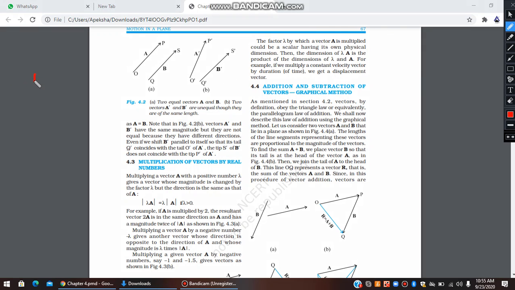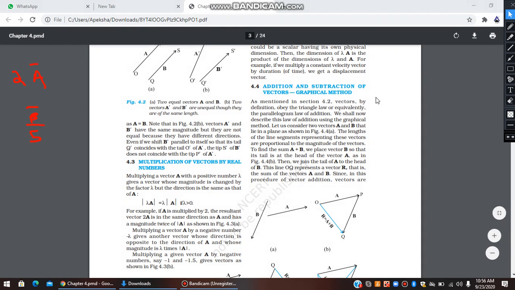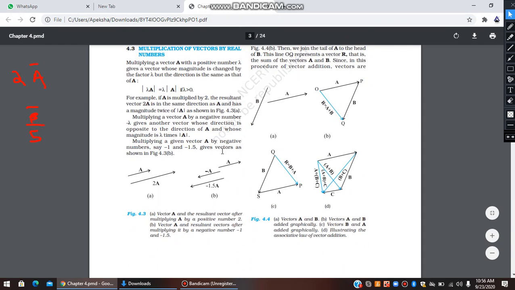Basically, if there is a vector a bar and I multiply it by 2, the magnitude gets multiplied by 2 and the direction remains the same. And what happens if there is a b bar and I divide it by 5? The same thing happens. The magnitude gets divided by 5, whereas the direction remains the same.